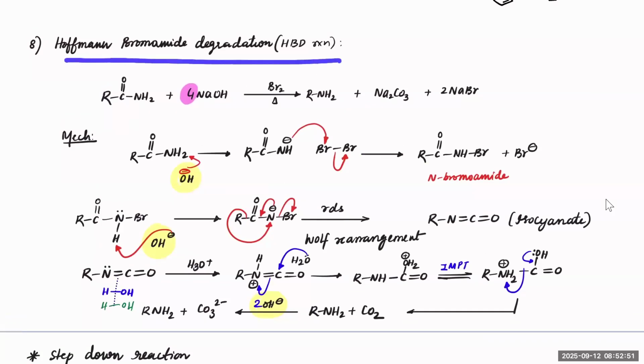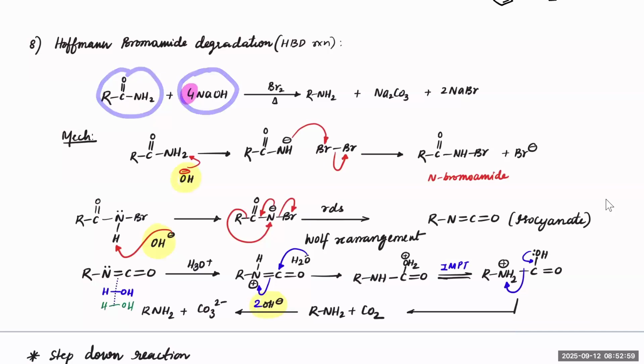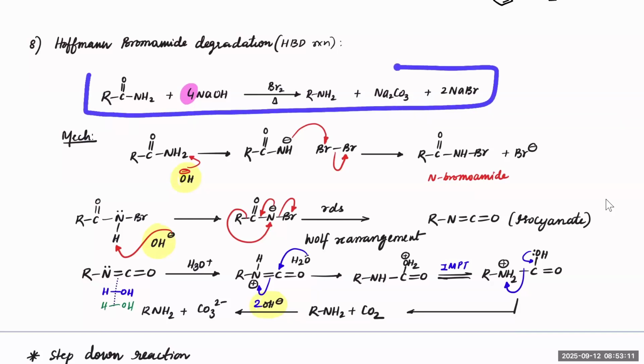Next is Hoffman bromamide degradation. See here, an amide plus 4 moles of NaOH as it reacts in the presence of Br2, it will give you amine, Na2CO3 and NaBr. Overall reaction is always a favorite question in JEE Mains.